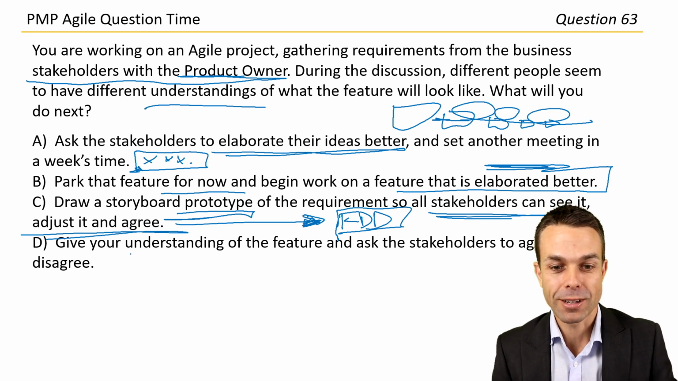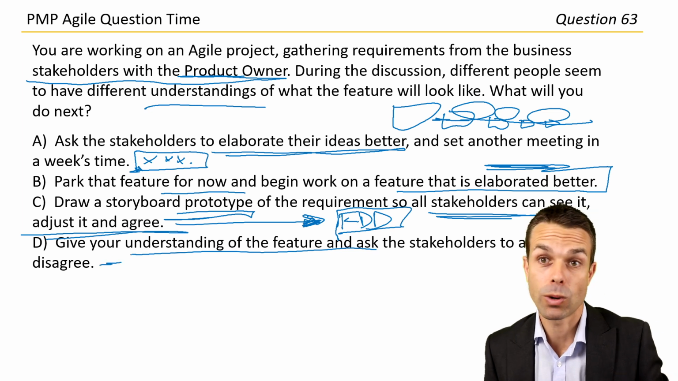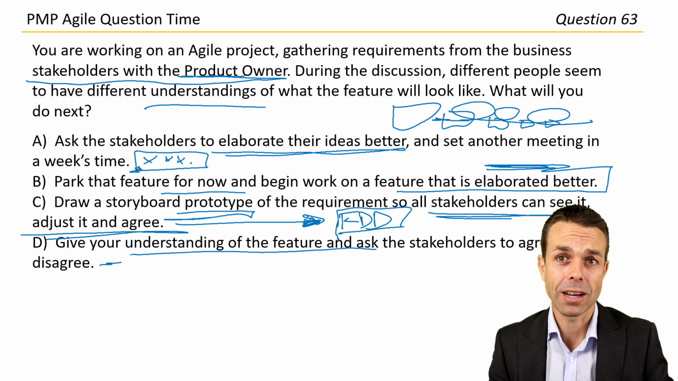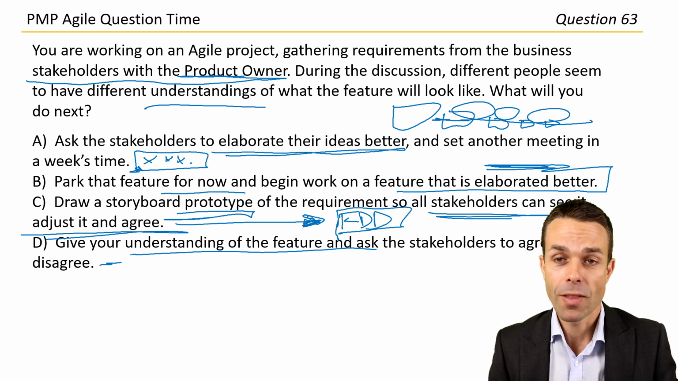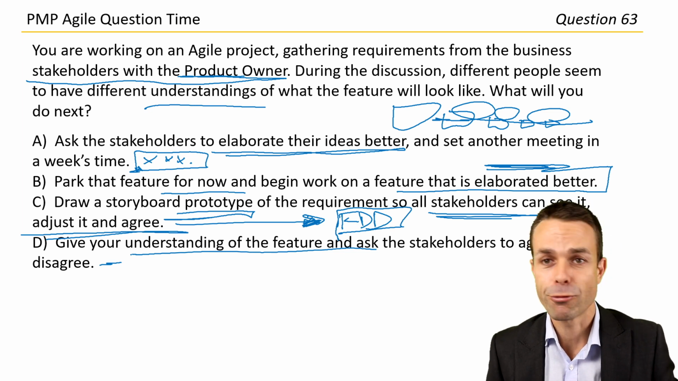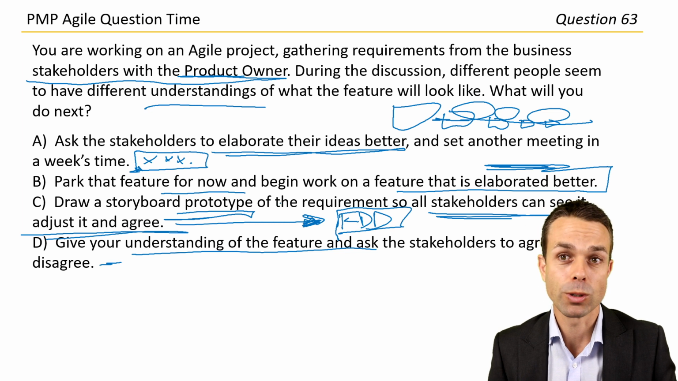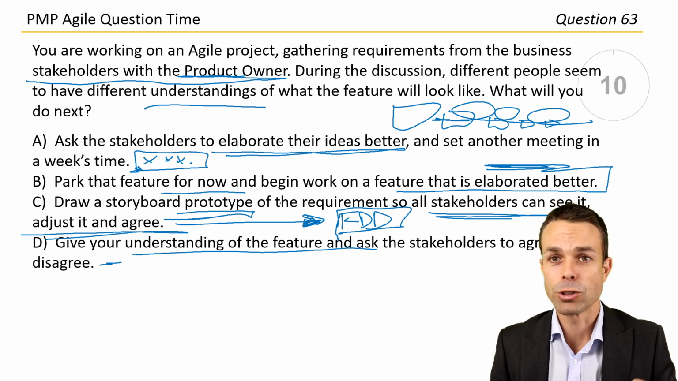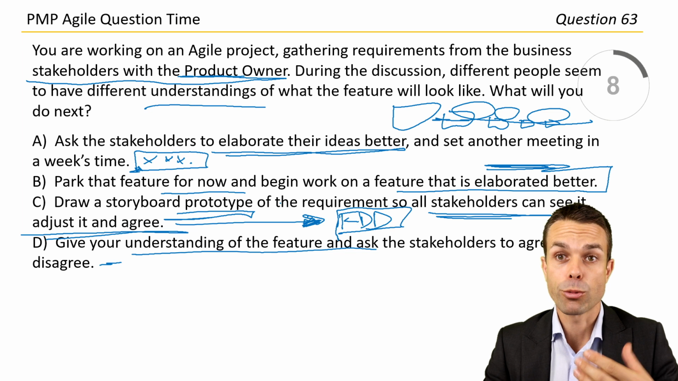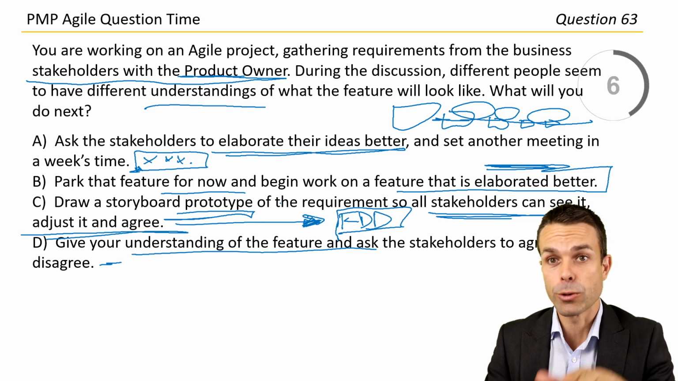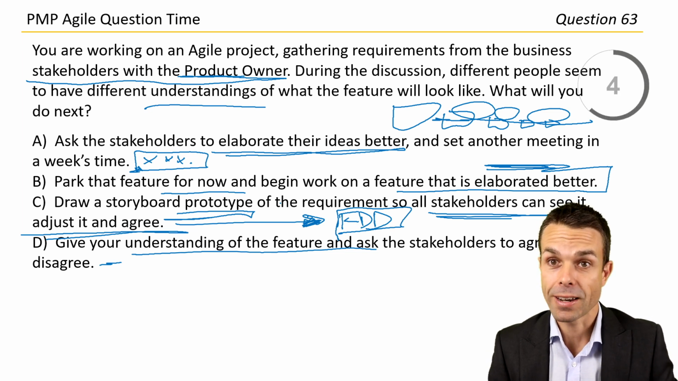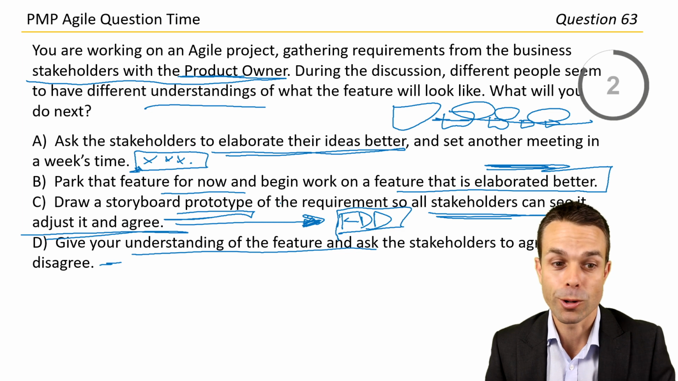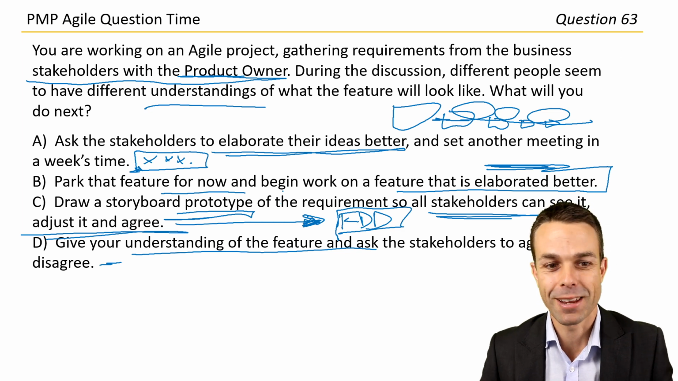Give your understanding of the feature and ask the stakeholders to agree or disagree. And again, look, that's one way to do it. And all of these are things like facilitation techniques that you can use in the real world. But from an Agile perspective, I think what we're wanting to do is communicate, and also iterate and improve, go through iterations if we can, starting with a high-level wireframe or a prototype. So let's go with answer C for now.